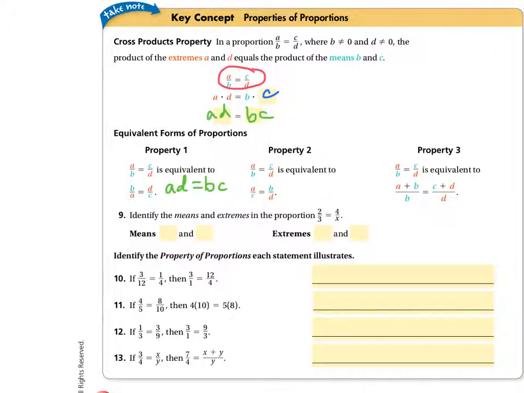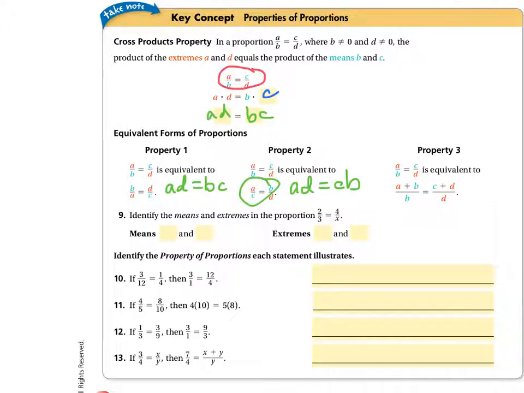Actually, this is the same as the one above, isn't it? Oh, I'm sorry. Look down here. So look at the one below. All they've done is switch the C and the B around. But are your cross products the same? Look at the red. A times D is equal to C times B. Isn't that the same as what we had to the left?